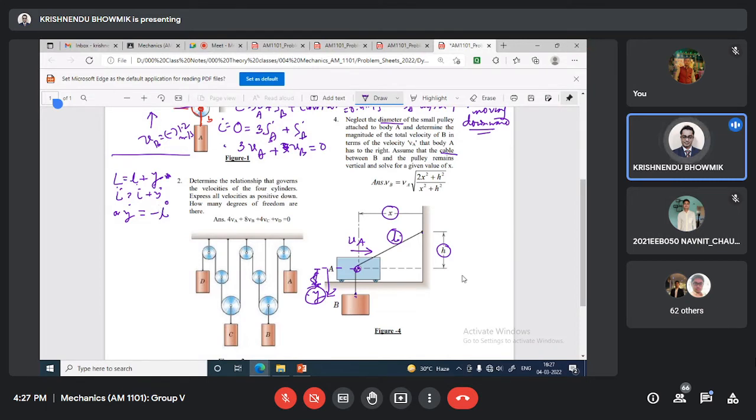Now another relationship you can get from this: L square equal to x square plus h square. This is valid. But h is constant, L is changing, x is changing. This relationship will always be valid. L square equal to x square plus h square. That is valid.